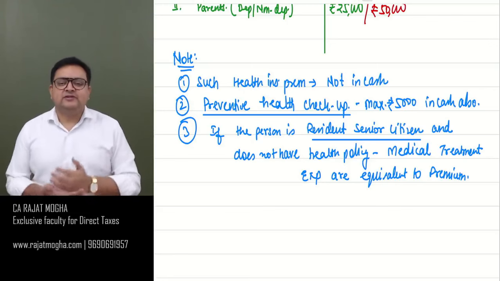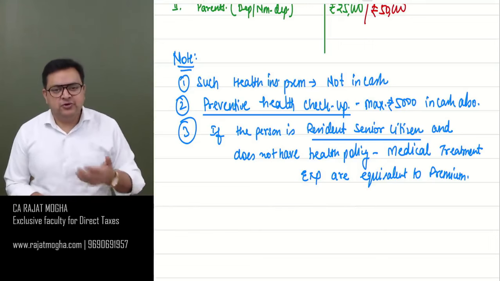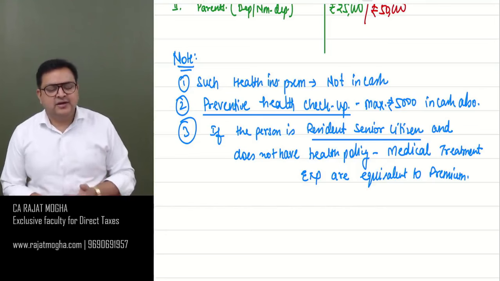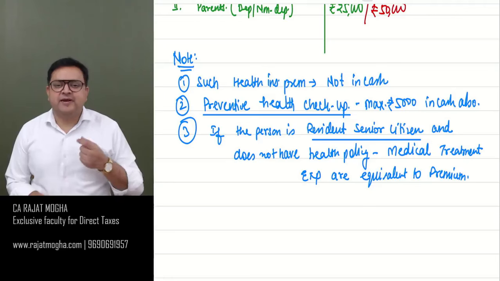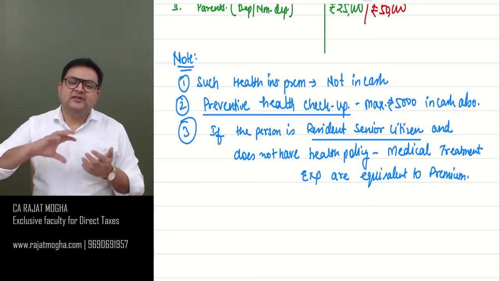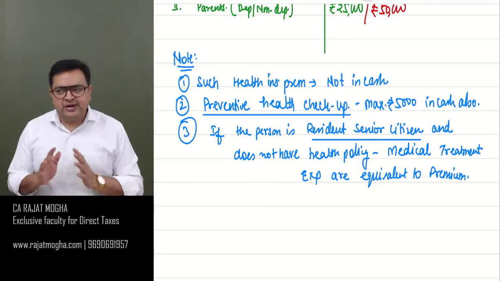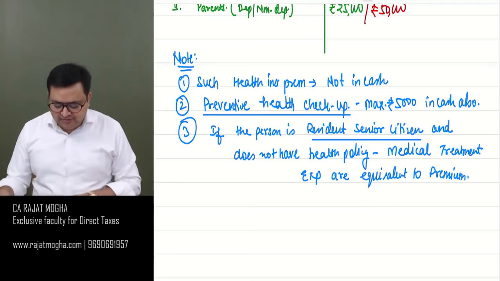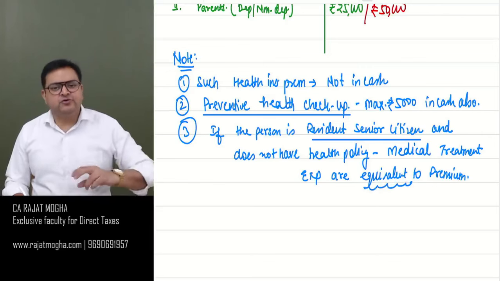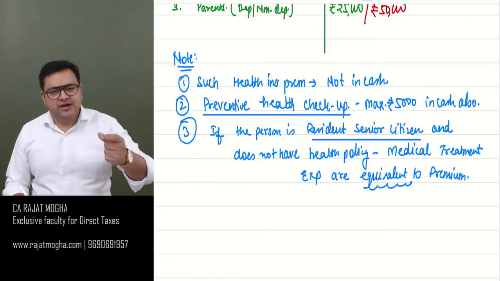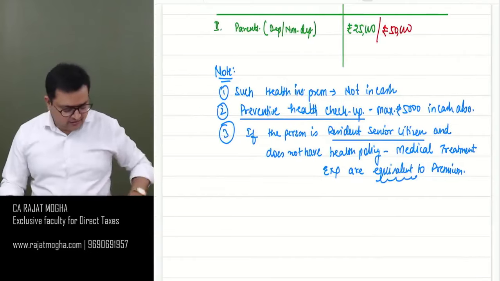Agree? So in this case, it has been extended. This benefit is given to those people also who do not have a health insurance policy. But if they are spending on medical treatment, it is assumed as if you are spending on health insurance premium. So you will get 80D also. So medical treatment expenses are equivalent to premium. It will be assumed that whatever medical expenses you have paid, it is a health insurance premium only. Got it? Have you written this?